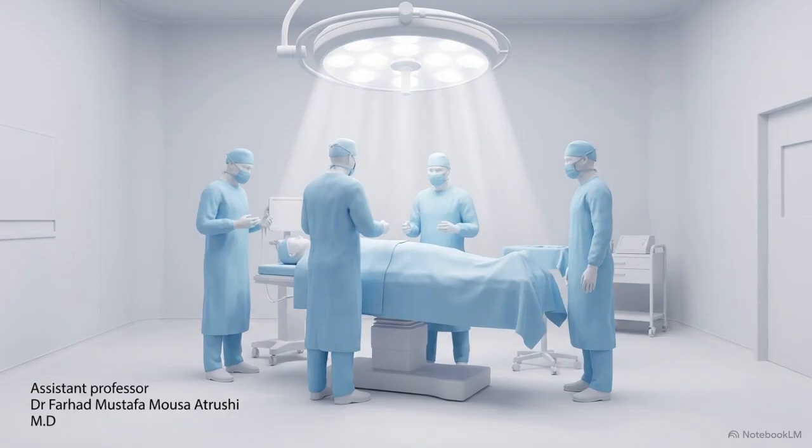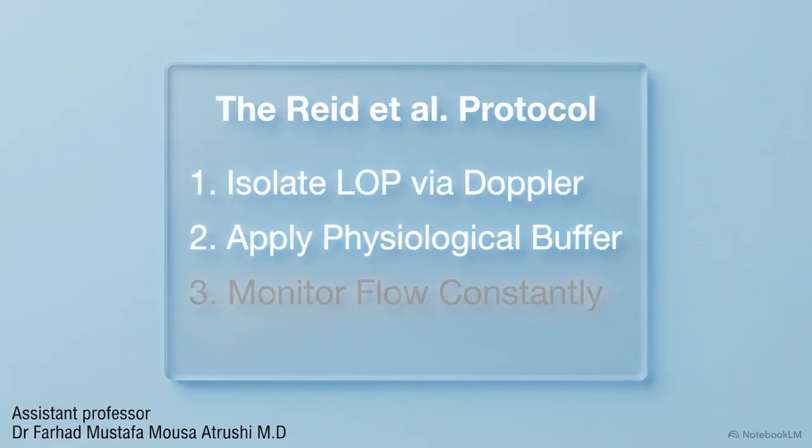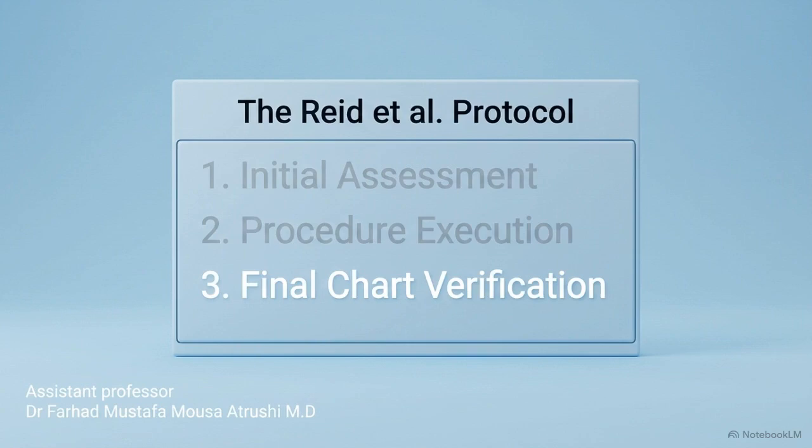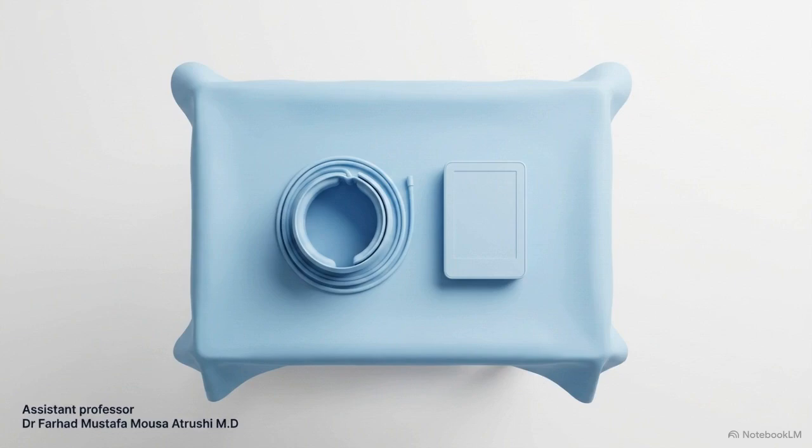Let us review the complete algorithm for the surgical team. Step 1. Pinpoint the exact limb occlusion pressure using the Doppler stethoscope distal to the cuff. Step 2. Add the 50 to 75 millimeter of mercury margin to account for collaterals and pressure spikes. Finally, verify the total against the expected anatomical ranges shown here. Using this specific arithmetic eliminates the risks associated with arbitrary pressure settings. Precision in pneumatic tourniquet application, measured, buffered, and verified, is the definitive standard for safe surgical hemostasis.